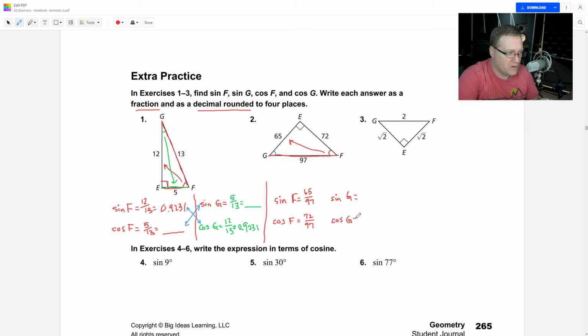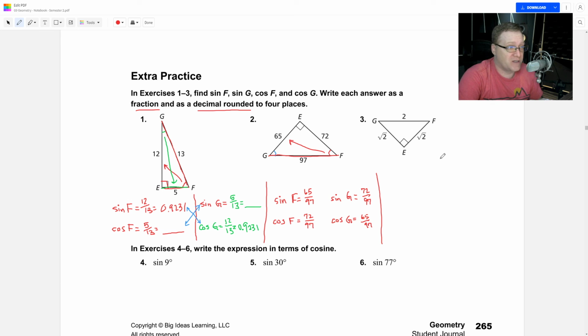But we don't even have to look at the triangle again. We can just look at our answers over here, because remember, we just said that the sine of one acute angle is going to equal the cosine of the other. So this has to equal 72 over 97. And this cosine of G has to equal the 65 over 97. Okay, we're done with that one. All right, you also need to find the decimal points. In your homework, you will need to find the decimal points.